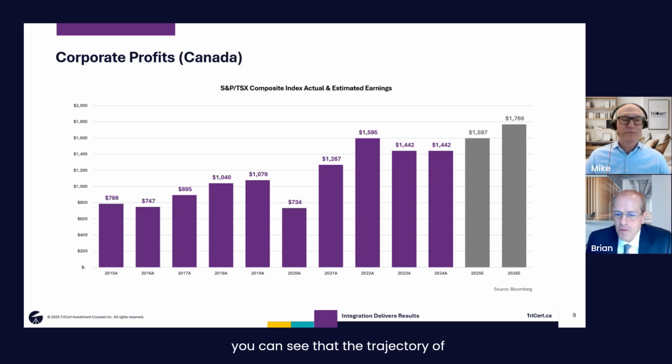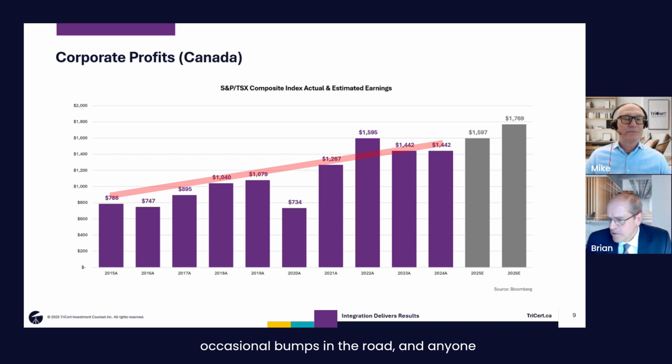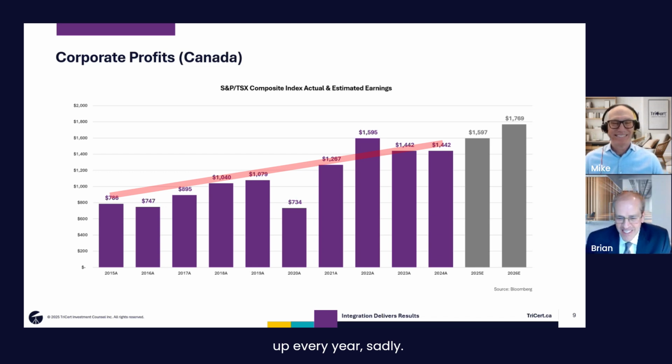And you can see that the trajectory of corporate profits is not linear. There's occasional bumps in the road, and anyone that's run a business would know that there's very few of them that go straight up every year, sadly. So you can see that there's some unpredictability year by year on what happens. Right. But if you focus out from 2015 to 2024, 25, roughly 10 years later, you can see that earnings doubled, roughly.